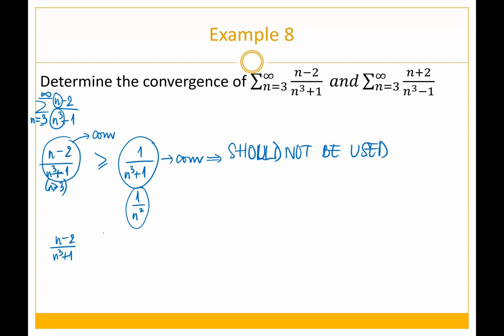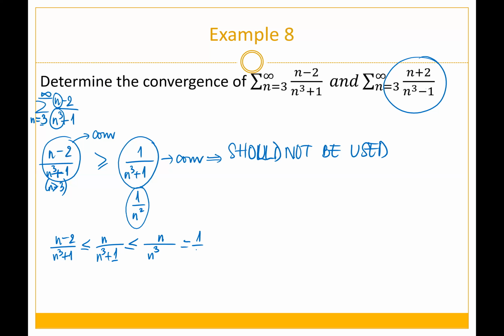But I will do the direct comparison test first, and then the second one is going to be the limit comparison test. Why? If you look here, n minus 2 over n cubed plus 1, this one is smaller than n over n cubed plus 1, because the numerator there is bigger and the denominator is the same. So that fraction is bigger than this. Now this fraction is also smaller than or equal to n over n cubed, because here the denominator is bigger, so it's smaller than a fraction with a smaller denominator but the same numerator.